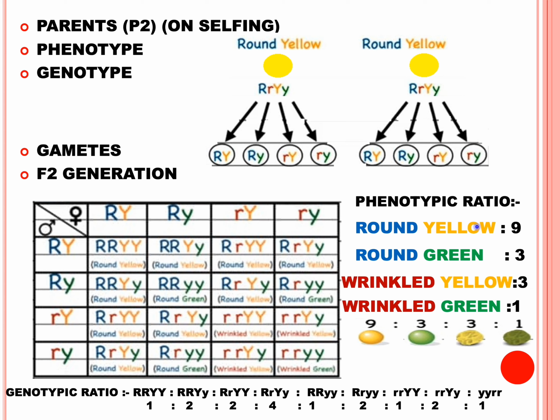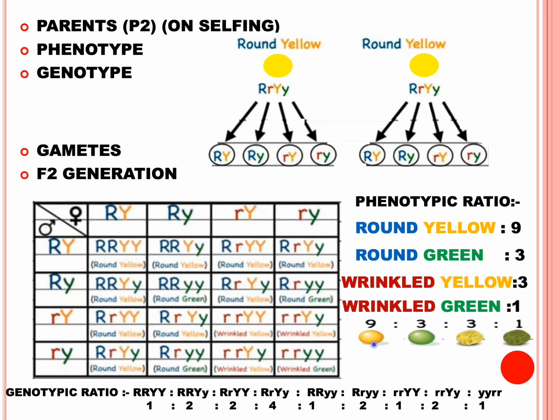9:3:3:1. Means out of 16 plants, 9 plants were having the phenotype round shape of seeds with the yellow color, and 3 plants out of 16 plants having the phenotype round shape of seeds with the green color of seeds, and again 3 out of 16 plants having the phenotype wrinkled seeds with yellow color of seeds, and 1 out of 16 plants having the wrinkled shape of seeds with green color of seeds.